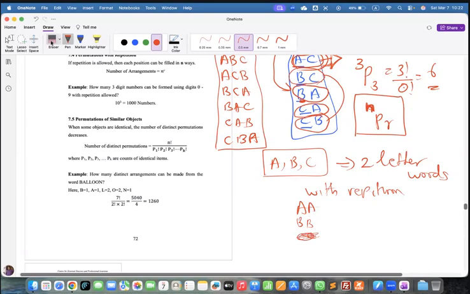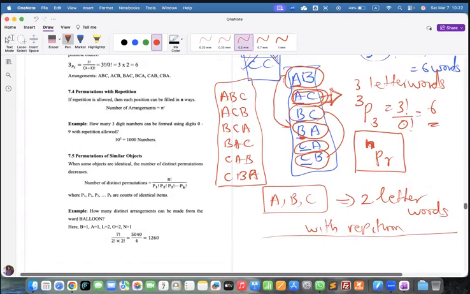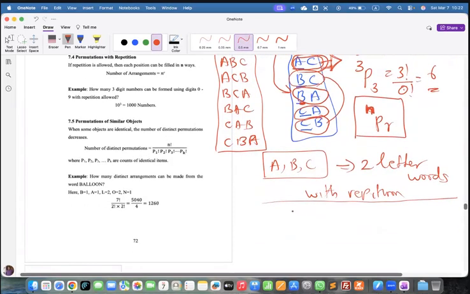So how many words are we making? Before I explain the equation, tell me, with repetition, how many words are we making? Just look here. Now here we are making without repetition. It means AA is not considered, BB is not considered, CC is not considered. All other combinations, look at here, right?